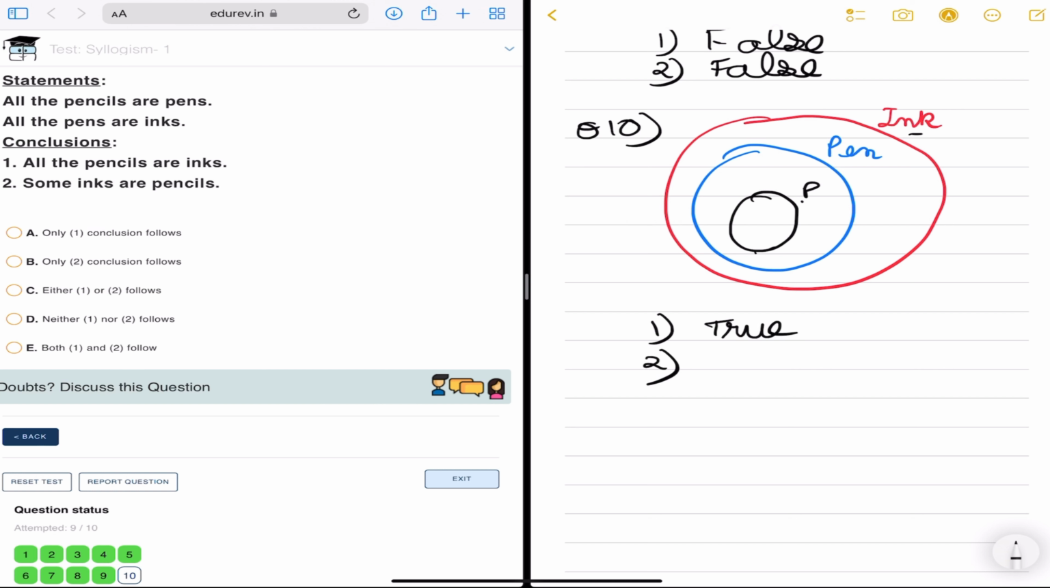For conclusion number 2, it states that some inks are pencils. As we can see again, for some the criteria is that at least one of it must be a part of it. So here at least one of the ink is pencil. Therefore conclusion 2 will be true as well. Therefore here the answer is option E, both 1 and 2 follow.